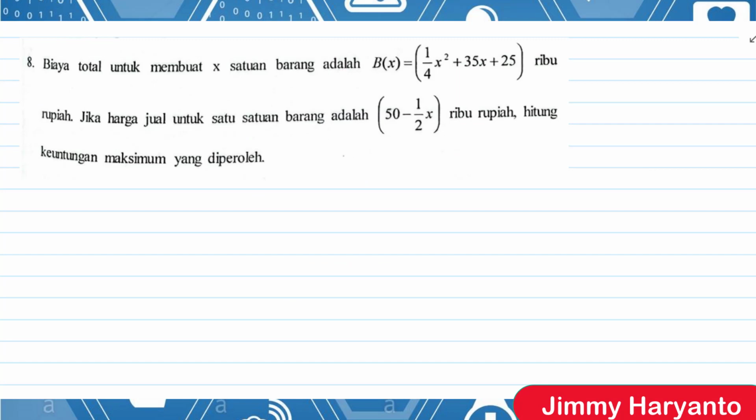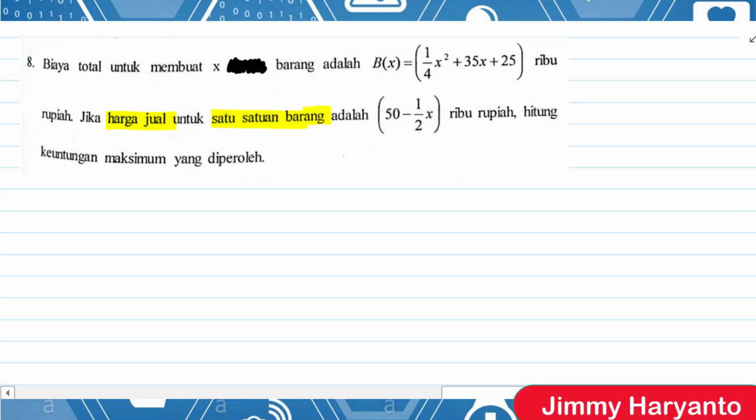Okay, the next one is number 8. For number 8 we have biaya total untuk membuat X satuan barang. X barang adalah harga jual untuk satu satuan. Oh, nggak bisa ya. X gimana sih? X, oh ya, oke. X barang aja ya. So biaya total, biayanya udah total, but the harga jual, the sale price is for 1 unit of barang, ya. Itu katanya segitu.